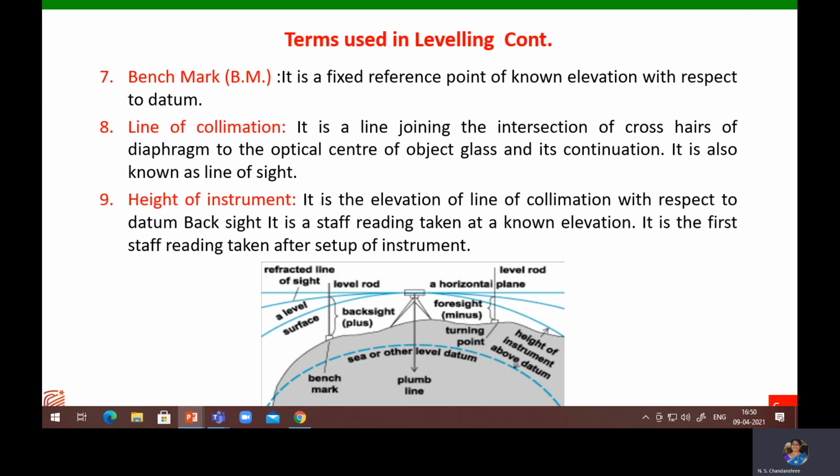Next is benchmark. A benchmark is a fixed point of reference whose elevation is already known. So any point with known elevation is called a benchmark. Next is line of collimation.